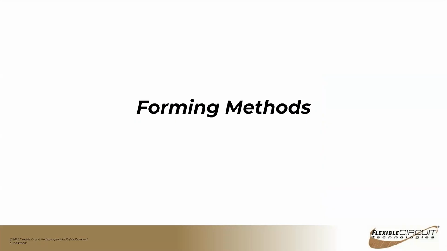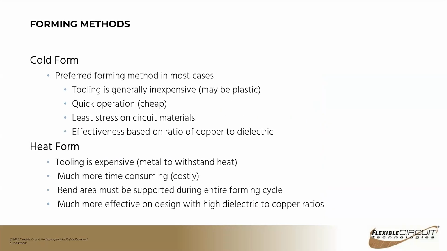So now we'll go through a few different forming methods that can be used to form a flexible circuit. Cold forming is going to be the preferred, so basically forming the parts at room temperature. Tooling is generally inexpensive or non-existent. A lot of forming that takes place is just a manual process using crop marks or nomenclature screen printing on a part. It's the least amount of stress on the circuit materials if formed in a cold state, and the effectiveness based on the ratio of copper to dielectric would be the best compared to cold versus heat forming.